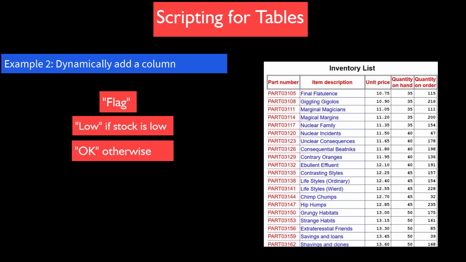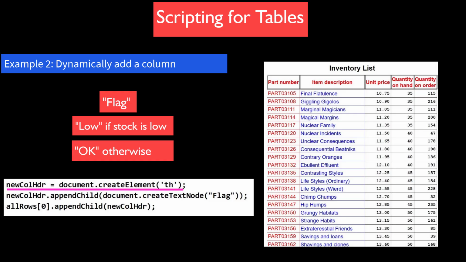First, we want to add a cell to row 0 for the header of the new column. newColHeader equals document.createElement(th). newColHeader.appendChild(document.createTextNode(flag)). So newColHeader is now a th element with a content of flag. allRows[0].appendChild(newColHeader). So that adds this new th cell to the end of the first row.